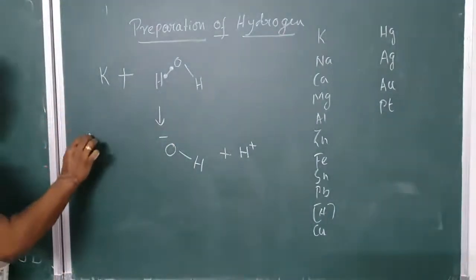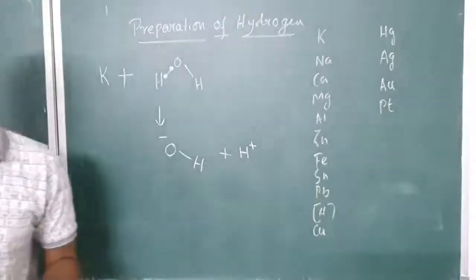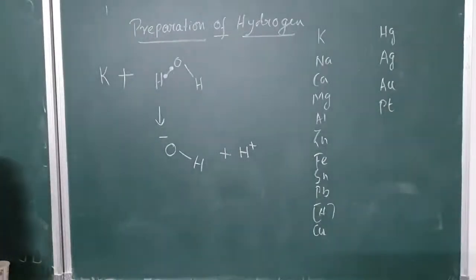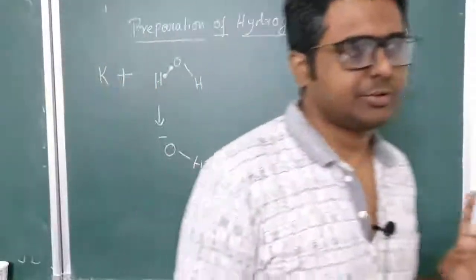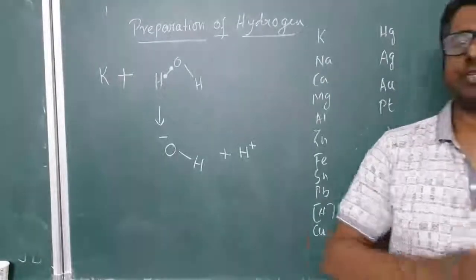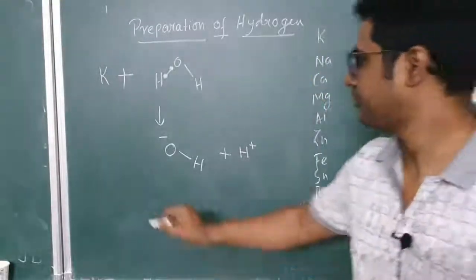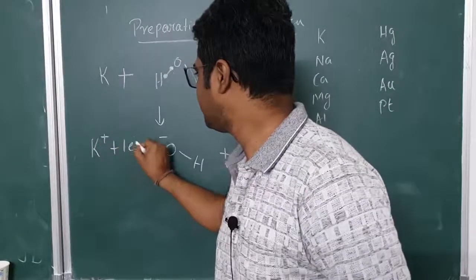Here, potassium is having how many electrons in its last shell? Correct. Potassium has only one electron in its last shell. It's a group 1 metal, in the 4th period. So what would potassium like to do? It would like to donate one electron like this.